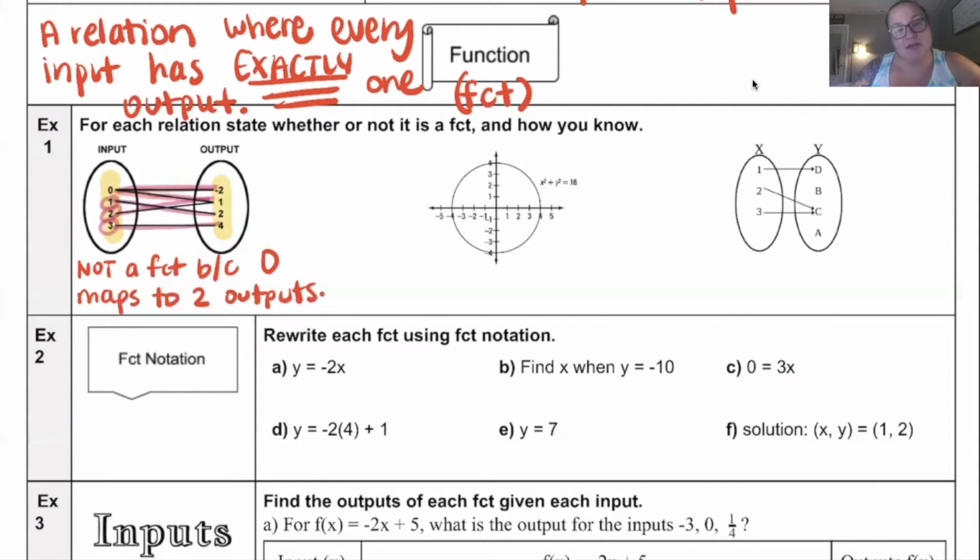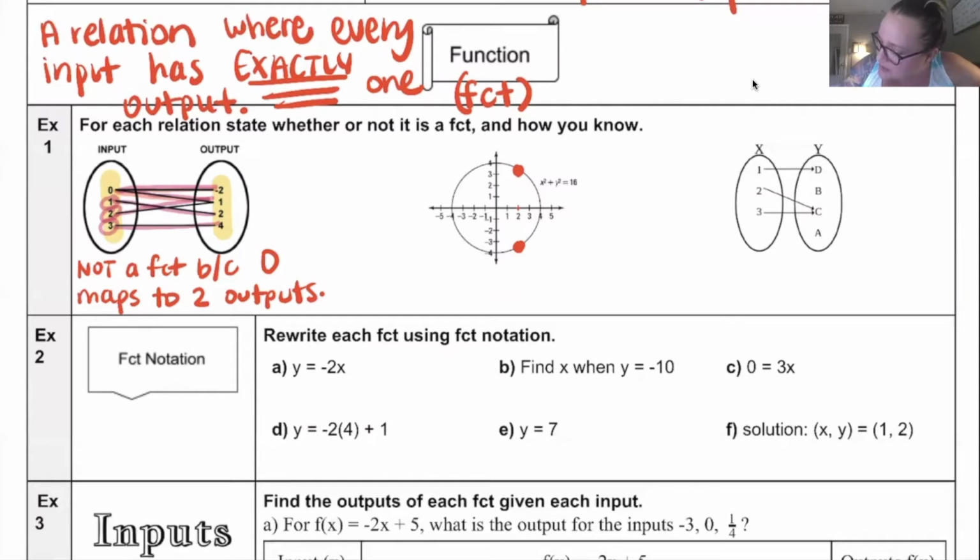So if you look at this next example, this graph of a circle, is this circle a function or not? Well, if you look at the input of 2, 2 has an output of whatever this number is, like 3.5. And this is, well, -3.5. This input maps to 2 outputs.